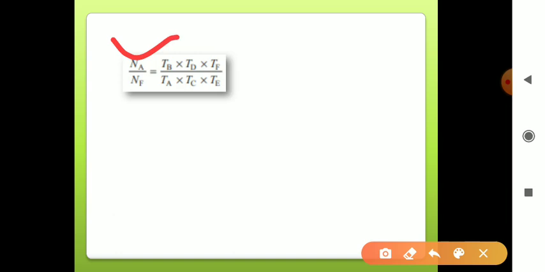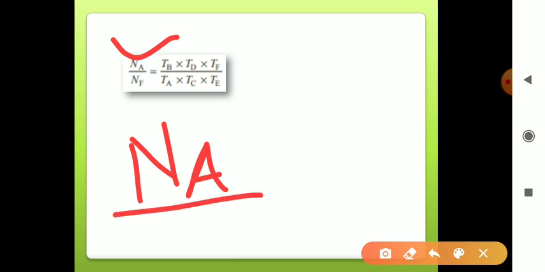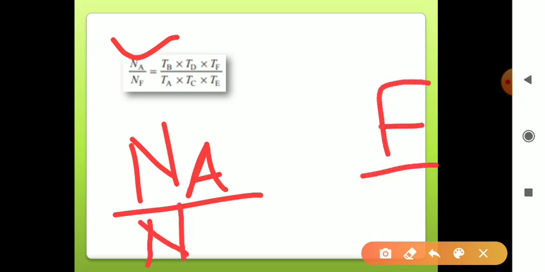Now we put the values as they are. The first driver is gear A, so the speed of first driver we represent as NA. Next, divided by the speed of last driven. F is the last driven gear, so we represent the speed of last driven as NF.